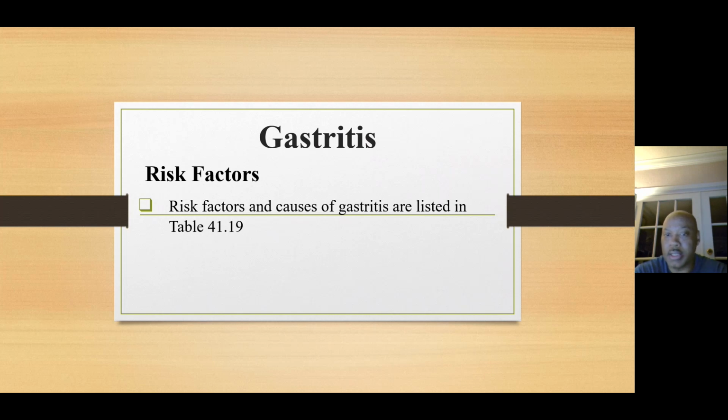All right. Now, as far as risk factors, take a look at table 41.19. Risk factors and causes of gastritis are listed in the table here. All right. So let's talk about some of the drug-related gastritis. Drugs contribute to the development of acute and chronic gastritis. You have drugs such as NSAIDs and also corticosteroids, and they inhibit the synthesis of prostaglandins that are protective to the gastric mucosa.